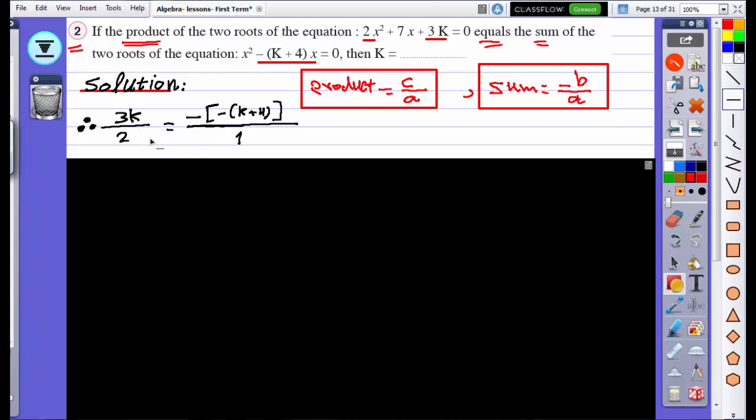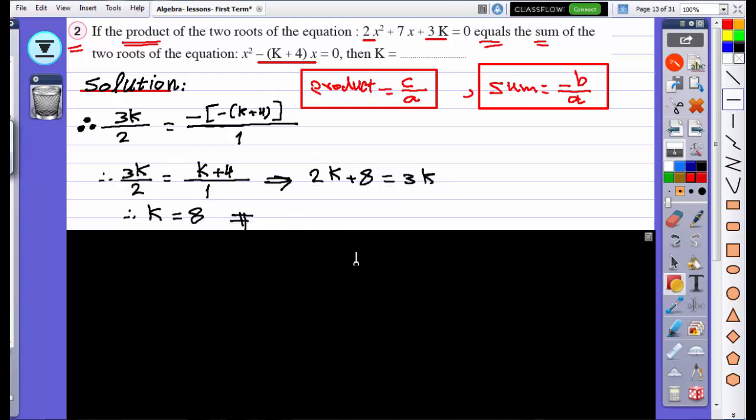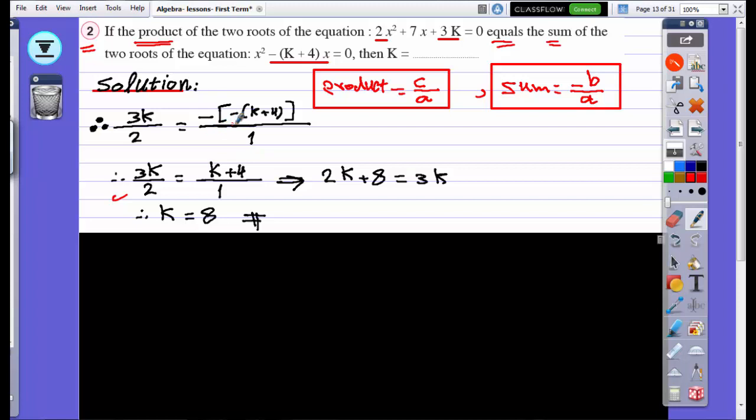Again, 3k over 2 equals negative k plus 4 over 1. Here the left hand side is the product of the two roots in the first equation, and the right hand side equals the sum of the two roots in the second equation. By solving, 3k over 2 equals, negative multiplied by negative is positive, k plus 4 over 1. Cross multiplication: 2 multiply k plus 4, it means 2k plus 8 equals 3k. From this relation, we can write k equals 8.